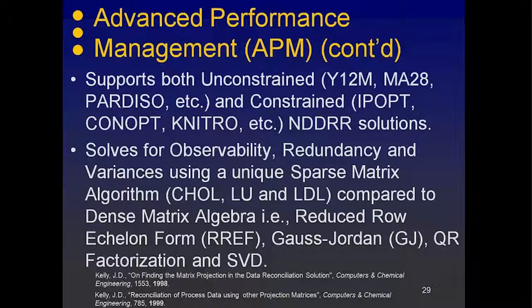The academic literature approach is to use things like reduced row echelon form, Gaussian elimination, QR factorization, SVD. We don't use those. We have a sparse technique that can solve flow sheets and compute the variances and the observability and redundancy in a very, very fast manner, because you can imagine these flow sheets can be quite big. So doing it in a sparse matrix framework is a really good thing to do. So that's how we solve it. It's kind of unique in terms of how we do that, but it gives you those important metrics.